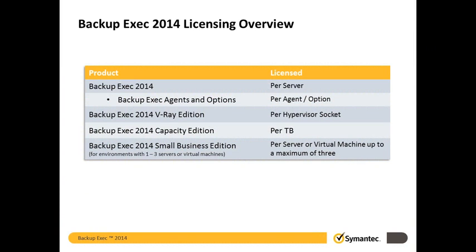V-Ray licensing, so licensing per hypervisor. What does the per hypervisor license give you? It gives you unlimited use of the agents for applications and databases for that particular host that you have licensed. And then the capacity edition gives you access to all the agents and options based on the front-end terabytes that you're wanting to protect. And then the small business edition allows you to protect up to 3 machines, whether those are physical or virtual machines.